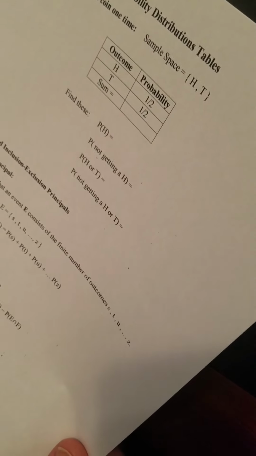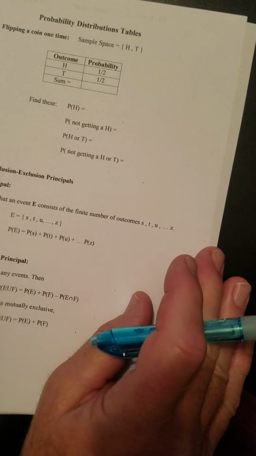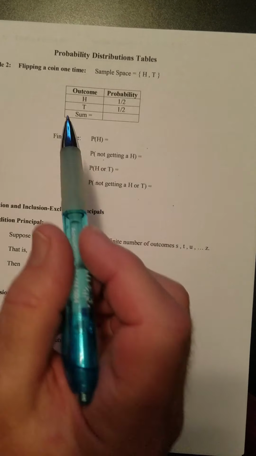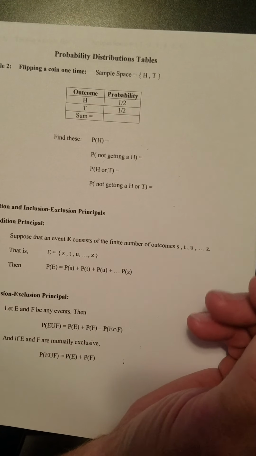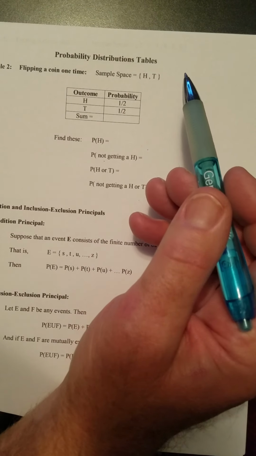Let's go to this next. I want to talk about flipping. We're going to start putting together distribution tables. And in this case, we're going to flip one coin. So what could happen? Well, the sample space becomes just simply heads and tails.